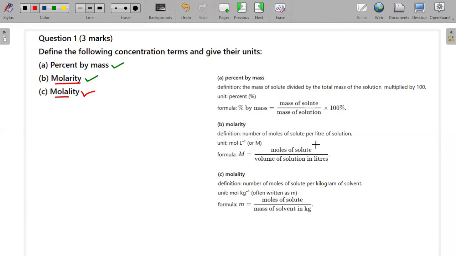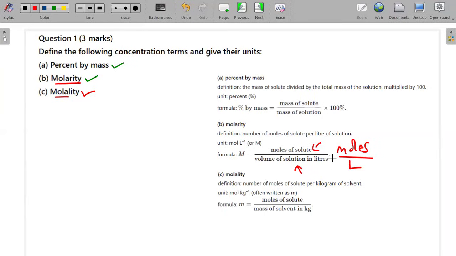Okay, the number of moles of solute per liter of the solution. So simply meaning I'm dividing the number of moles, as you can see in this formula, by the volume of the solution, which has to be in liters. The units of the solute is moles, and the units of the volume has to be liters always.